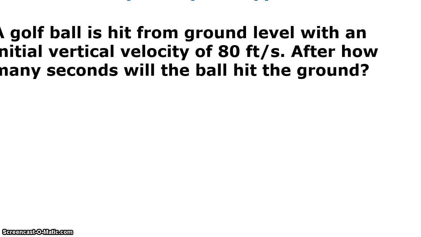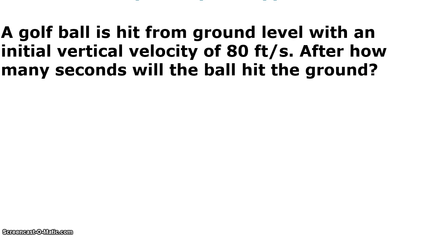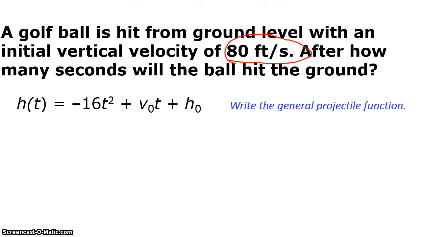So let's take a look at one. All right, we have a golf ball hit from ground level with an initial velocity of 80 feet per second. After how many seconds will the ball hit the ground? So we're going to write down our function: -16t squared plus our initial velocity, or vertical velocity I should say, plus our h naught. So all we're really going to do is replace in that vertical velocity. So do that.